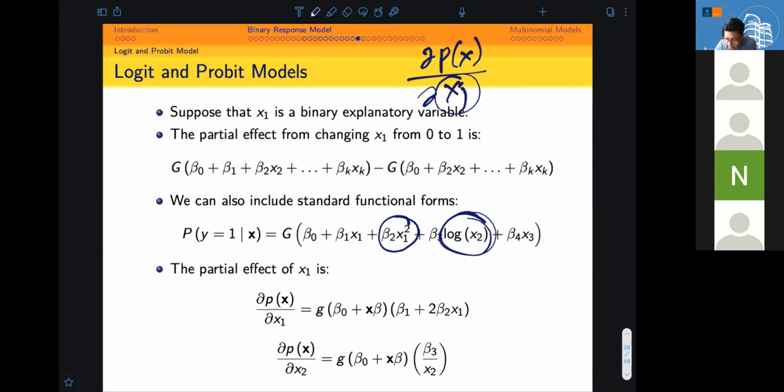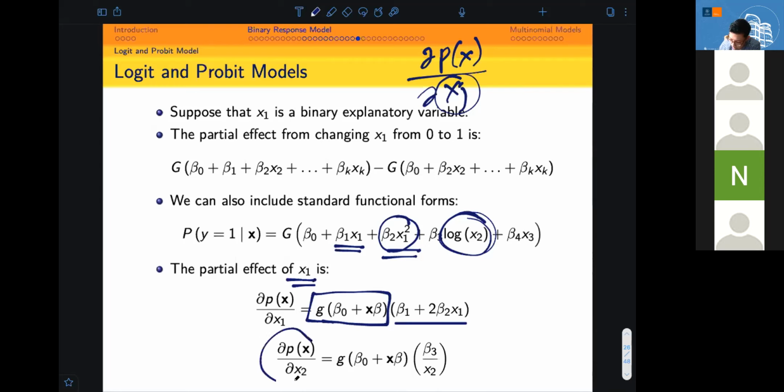Okay, so in this particular case, if we are interested in looking at the partial effect or the marginal effect of x1, it's going to be the partial effect of x1 on p(x), and this is the scale factor that we discussed in the previous slide. And this is going to be the first derivative of the CDF function with respect to x1. So the first derivative of beta 1 x1 is just beta 1, and the first derivative of beta 2 x1 squared is going to be 2 beta 2 x1.